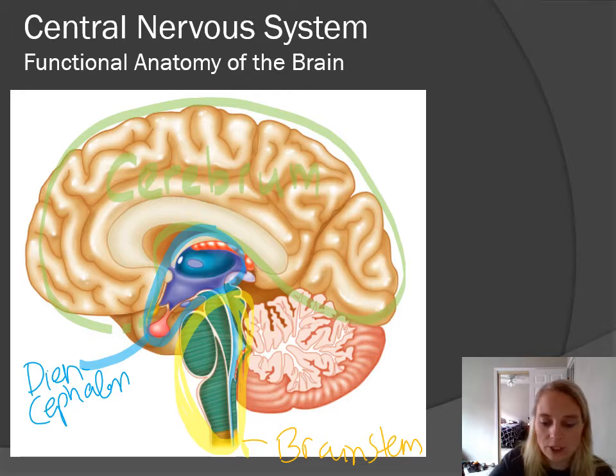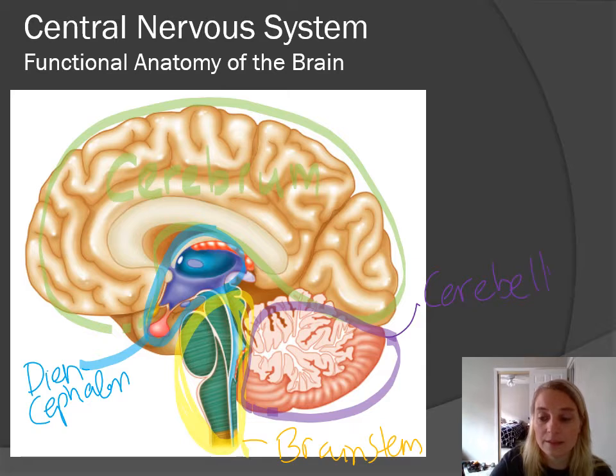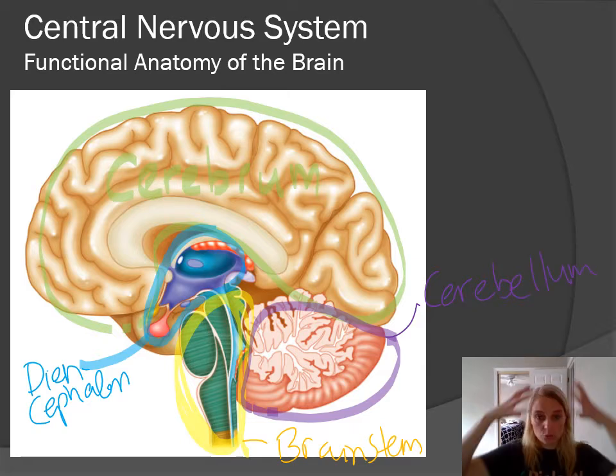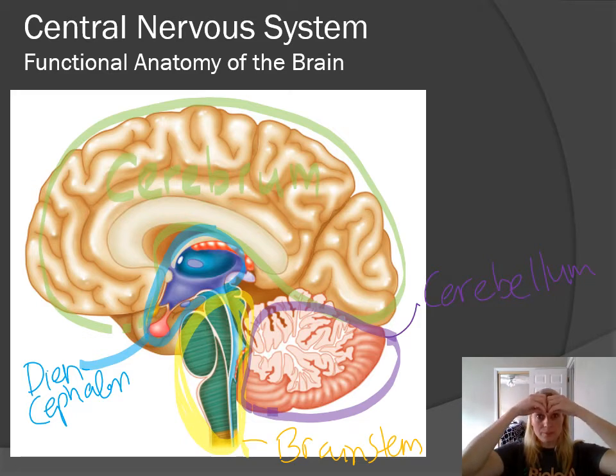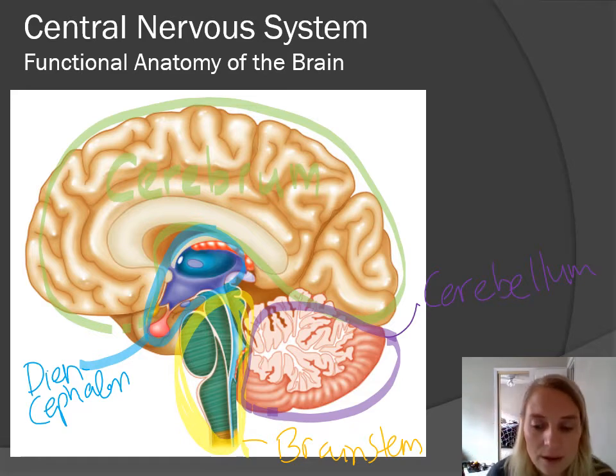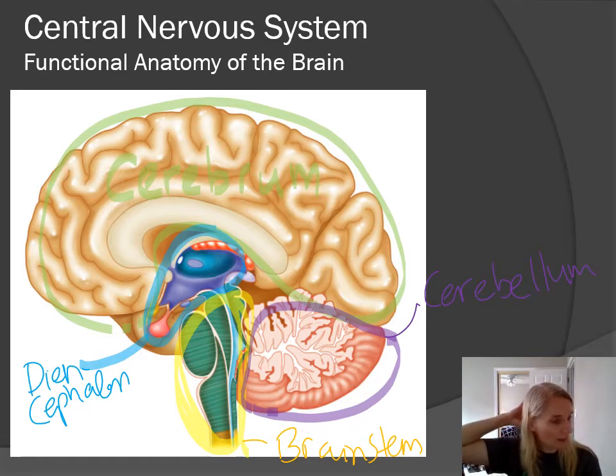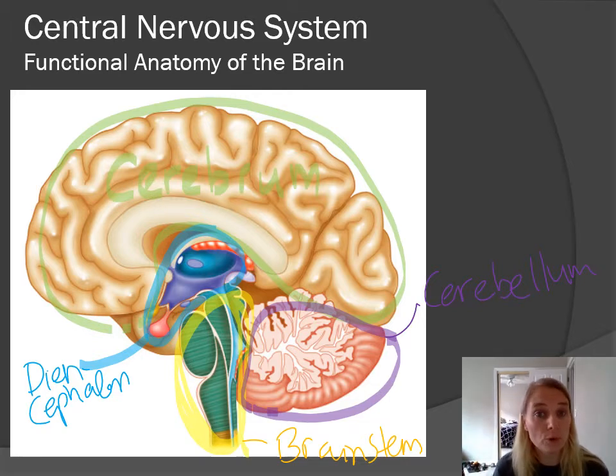And then the last region is called the cerebellum. That's the cerebellum. So we have the cerebrum on the top. We have the diencephalon deep in the middle. The brain stem is like the stalk. And the cerebellum actually means little brain, little cerebrum. So the cerebellum is back here, where your occipital bone is. So those are the four regions of the brain.